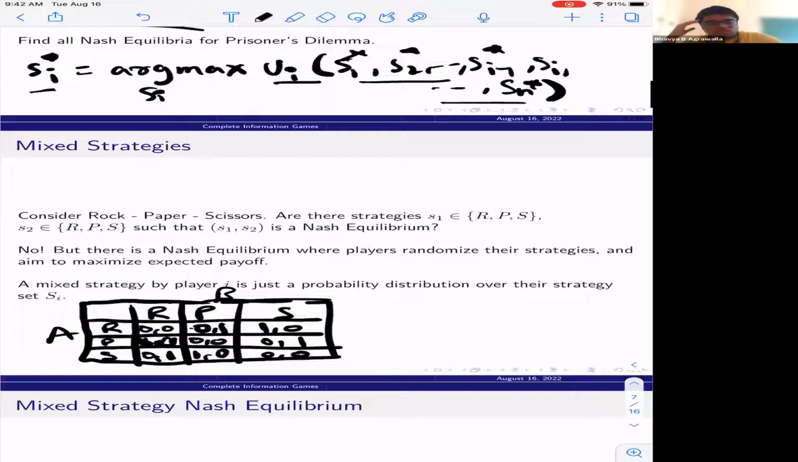Anyone want to take a shot at this? Even if you just had to take a wild guess, what would these probability distributions be like? Do you understand the statement? Yeah, it would be like a third each, probably. Yeah, exactly.